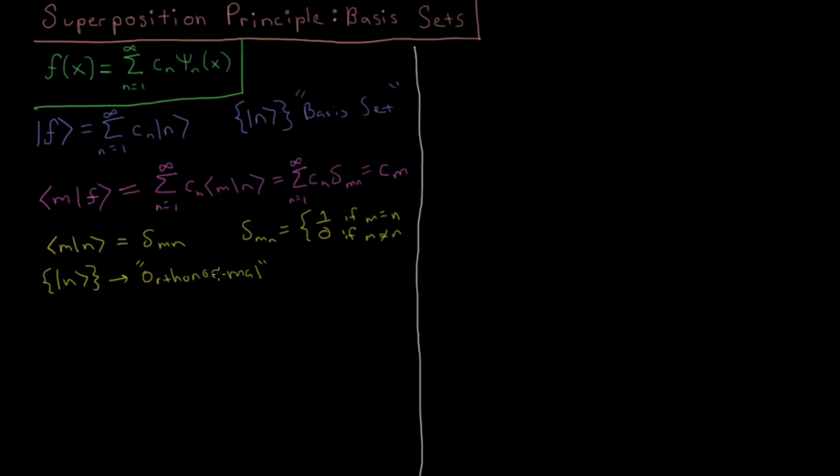So then putting this all back together, what we have is that the function f equals the sum from n equals 1 to infinity of Cn psi n, and that this set of Cn's are equal to, I'm going to put the function psi n first this time, that Cn is equal to the integral of psi n star times f integrated from minus infinity to infinity.